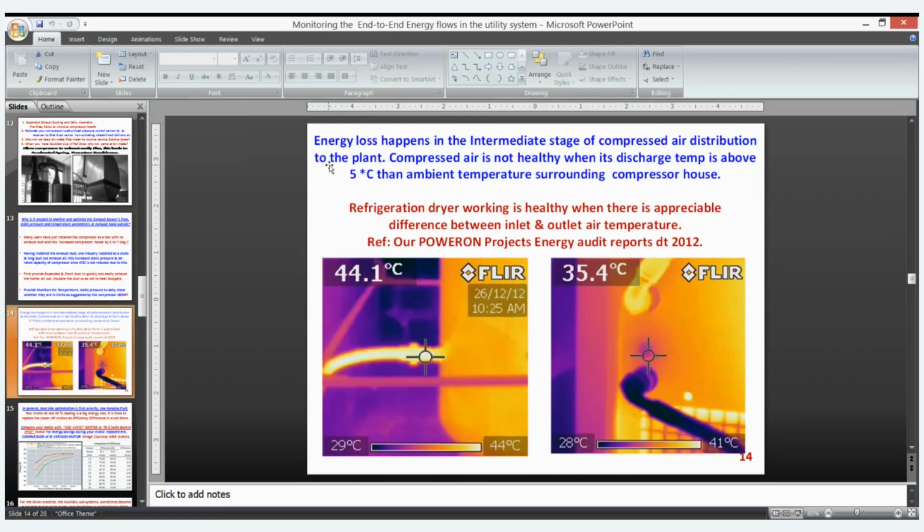This is what is happening in the dryer. See, 2 or 3 stages of drying the air, compressed air. One is at the compressor end by the post air cooler, then by the air receiver, then by the refrigerator dryer.